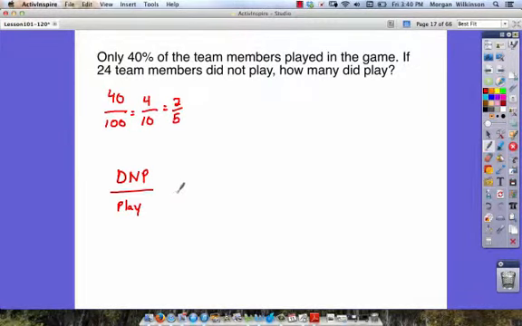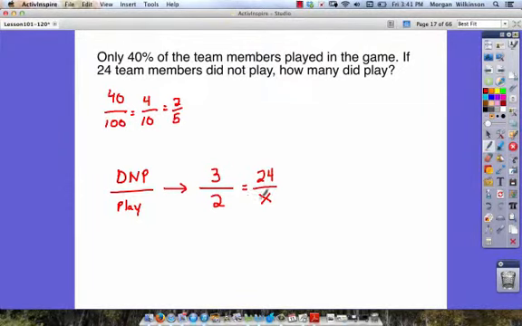We can go ahead and set up our proportion now. It says only 40% of the team members played in the game. So we know 40% of them played, that's 2 out of 5. So 2 students played out of the 5 total, that means 3 must not have played. We can write our proportion now because it says 24 team members did not play, so this is going to be equal to 24 over our x value.